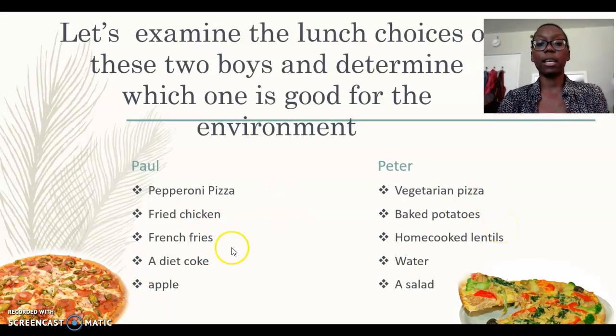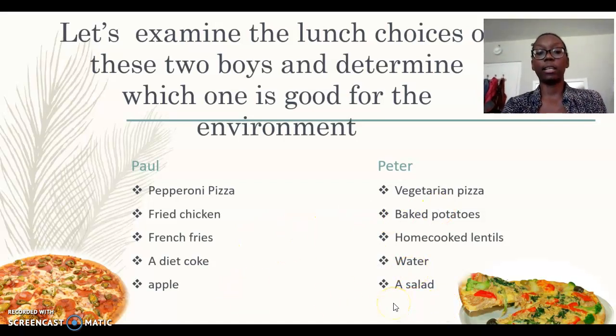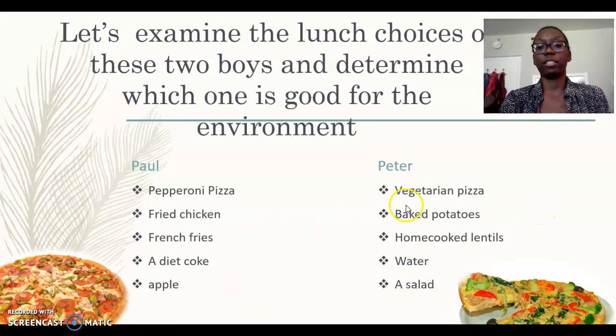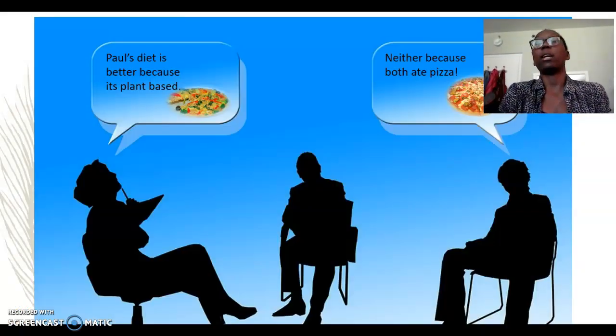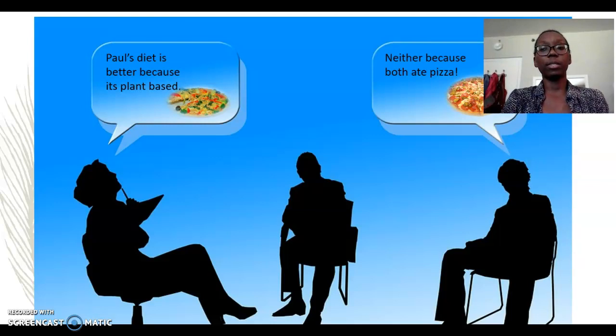Both of them ate pizza. Both of them had some sort of potatoes. Both of them had a salad or apple or some sort of plant. There's just a big difference between the Diet Coke and the water, and the lentils and the fried chicken. And so you may ask the question, which diet was better for the environment? One person said Paul's diet was better because it was plant-based. Another person said, not really, because both Paul and Peter had pizza, so neither of them was good for the environment. This is a question that we're going to answer.